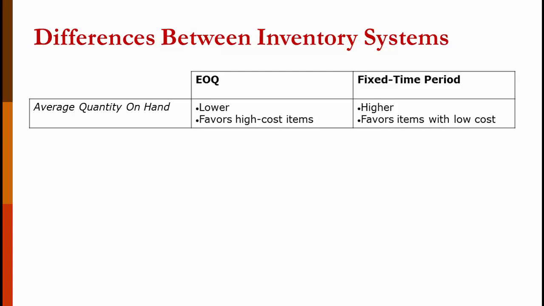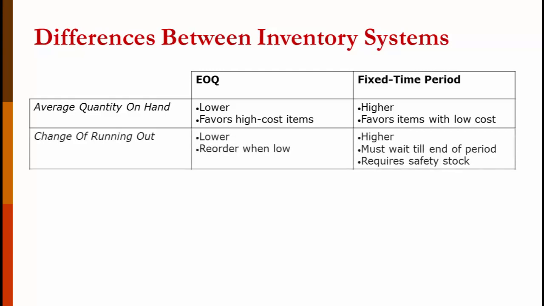With a fixed time period model, say you're placing an order every Wednesday and it's coming in every Thursday. Well, when it arrives on Thursday, you can have a run on inventory and be completely out until next Wednesday when you place the order, and then next Thursday when you receive that order. So in terms of chances of running out, as we've discussed, it's lower with the EOQ model and higher with the fixed time period model.